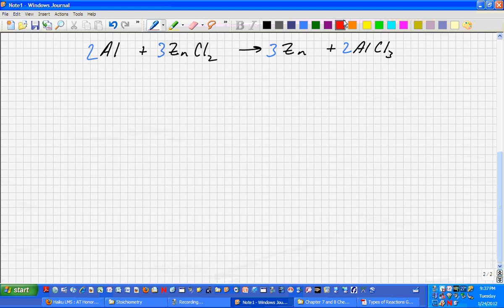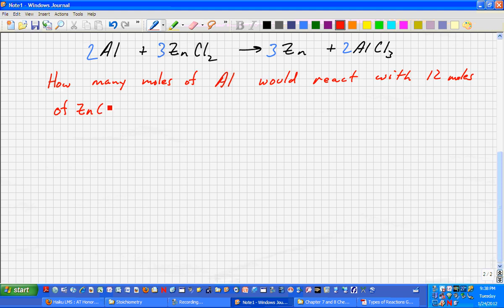Let's try this question. How many moles of aluminum would react with 12 moles of zinc chloride?